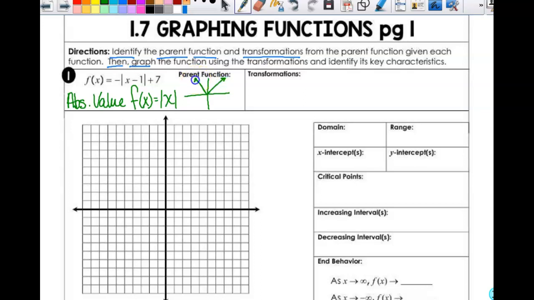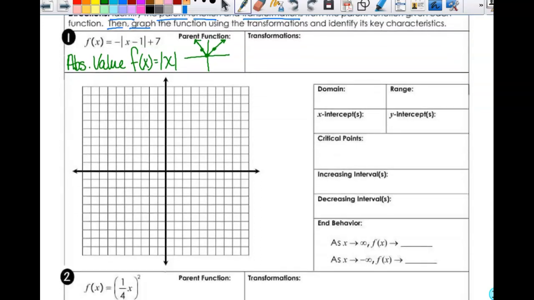How many anchor points does an absolute value function have? 3. It's either 3 or 5. If 3 works, which it will on here, we're fine, and then some of them will have 5. So I'm going to actually put them on here. I'm not plotting them, but if I do that, I know where they are. That's good enough, and I'm going to mark them off as I go. Then I'm going to decide how many transformations do I have. How many transformations? 3. Okay, so I have 3 of them.